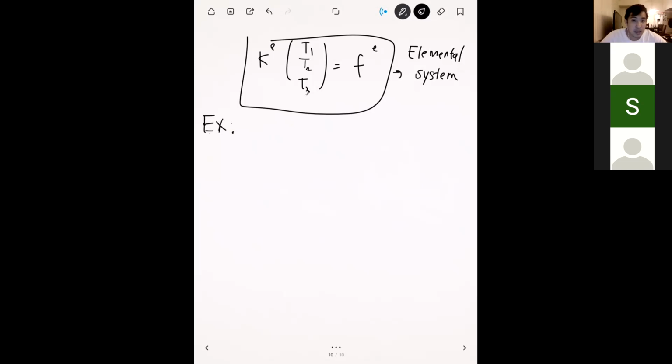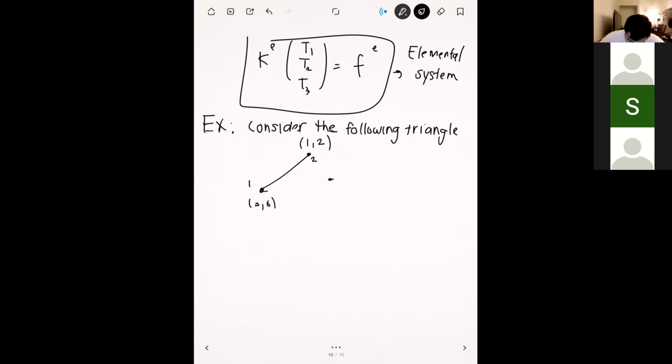Let's say we have the following 2 elements, or let's just do one of the elements. Let's consider the following triangle. So the coordinates are the following. We have a coordinate here, and this is node number 1, and we'll say this is 0, 0. Node number 2 will be up here, and the coordinates for 2 are going to be 1, 2. And then finally we have node number 3 over here, and the coordinates for this are going to be 2, 1. Given these, let's compute the element stiffness matrix for this element.